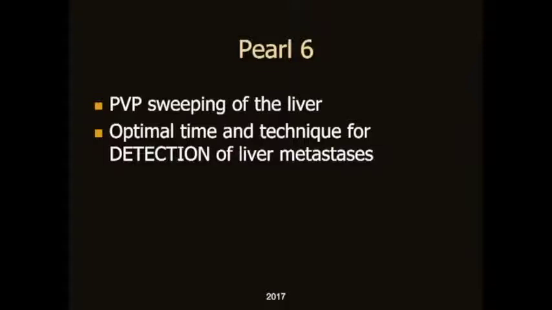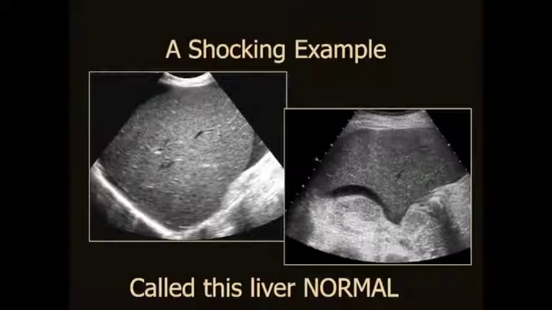And so, pearl number 6 follows this. We always try to perform portal venous phase sweeping of the liver, and what are we doing? We're looking for washout lesions. So this is the optimal time and the technique for detection of liver metastases.